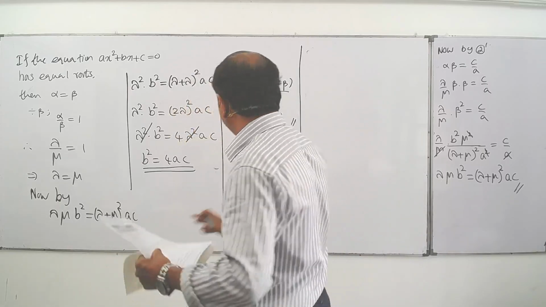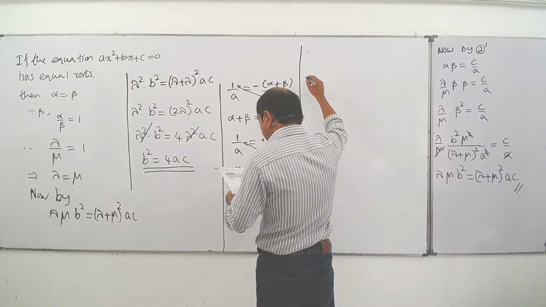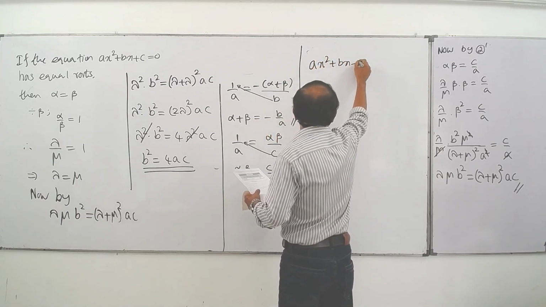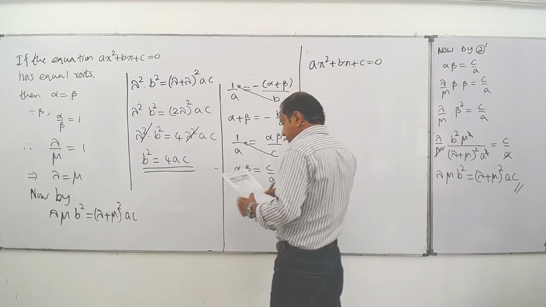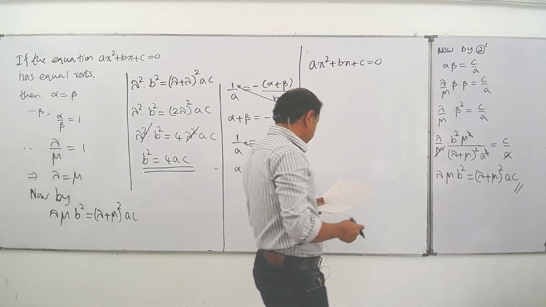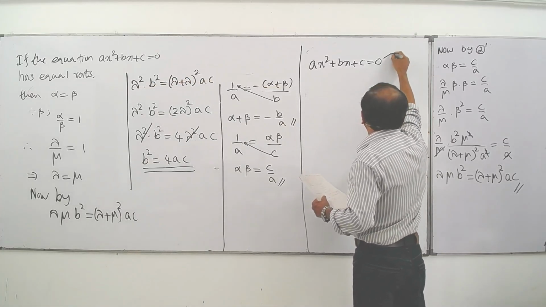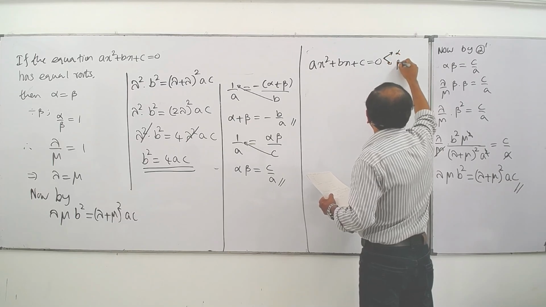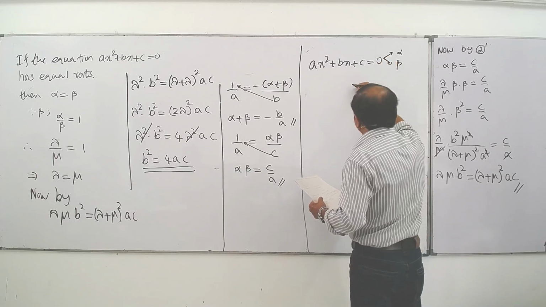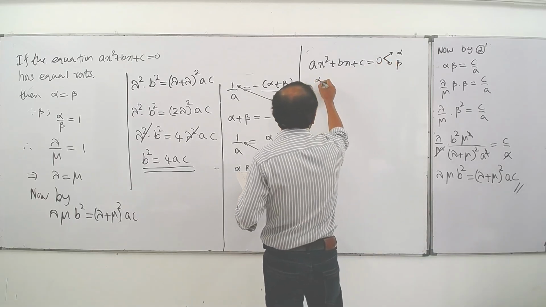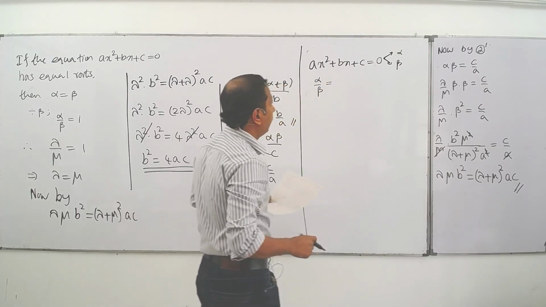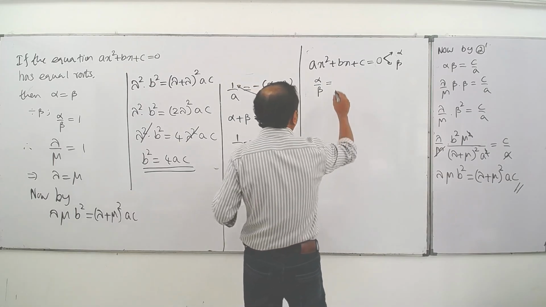I'm going to think of it like this. We are given ax squared plus bx plus c equals 0. Its roots I'm going to assume as alpha and beta. I'm going to take alpha over beta, the ratio of the roots, as lambda upon mu.